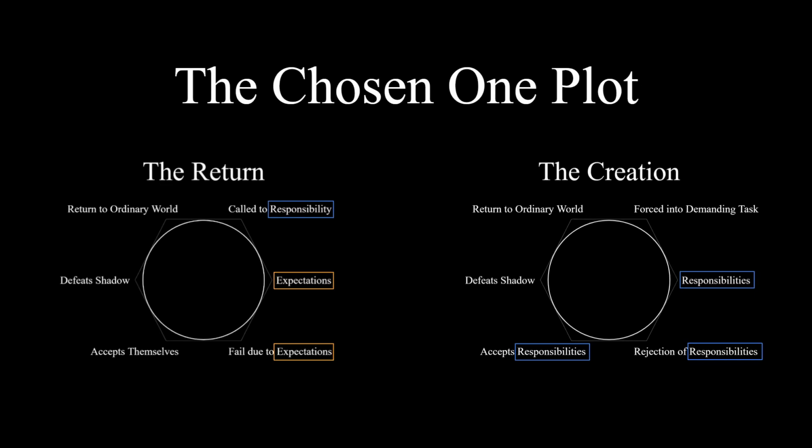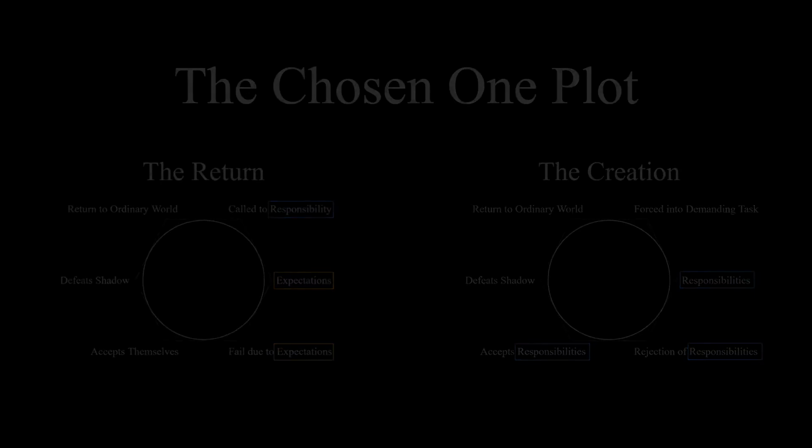Looking at the two basic plot outlines, we see the internal conflict the protagonist faces is either based on the responsibilities or expectations they face as the chosen one. One of the reasons this plot and conflict is so effective is that everyone deals with responsibilities and expectations in everyday life. This allows the audience to better understand and connect with the internal conflict of the protagonist despite what the scale of expectations and responsibilities may be.